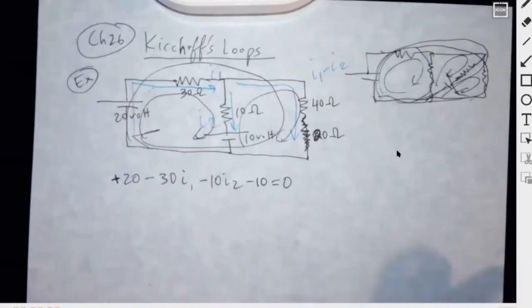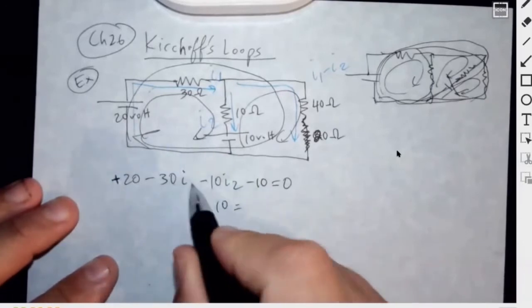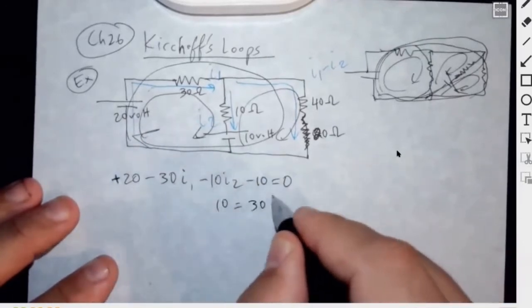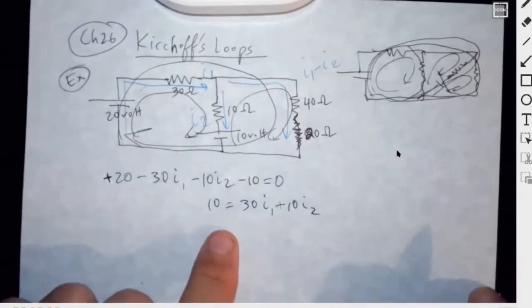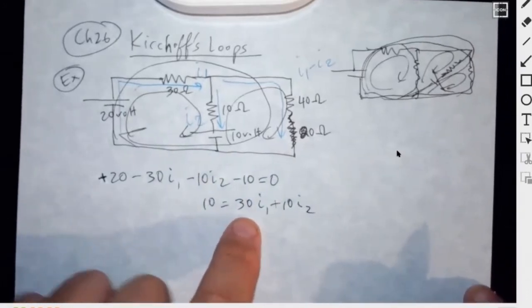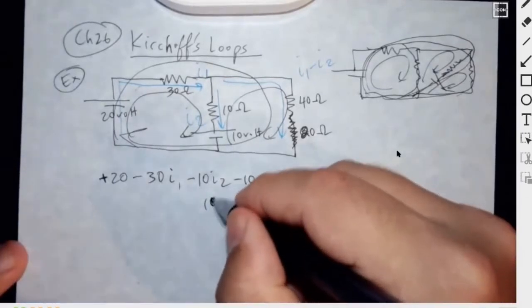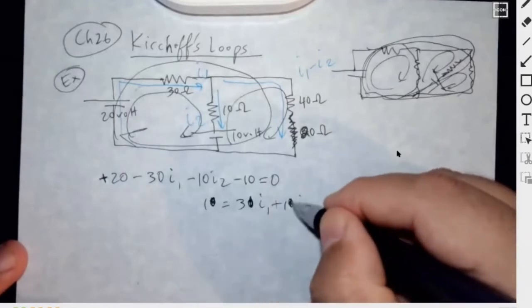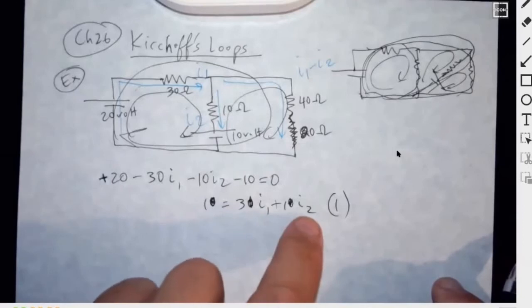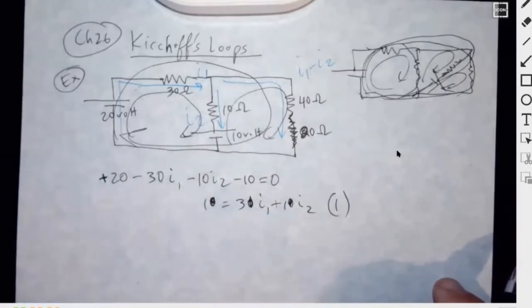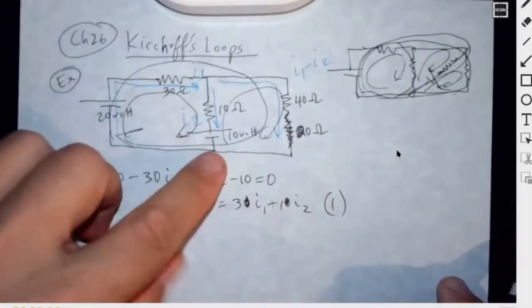Then you simplify this. 20 minus 10 is 10. Then this one goes over to the other side. 10 is equal to 30 I1 plus 10 I2. And then we could cancel the 0. So that's our first equation. 1 is equal to 3 I1 plus I2. Okay. Then I'm going to do the second equation. I'll do the whole thing again.